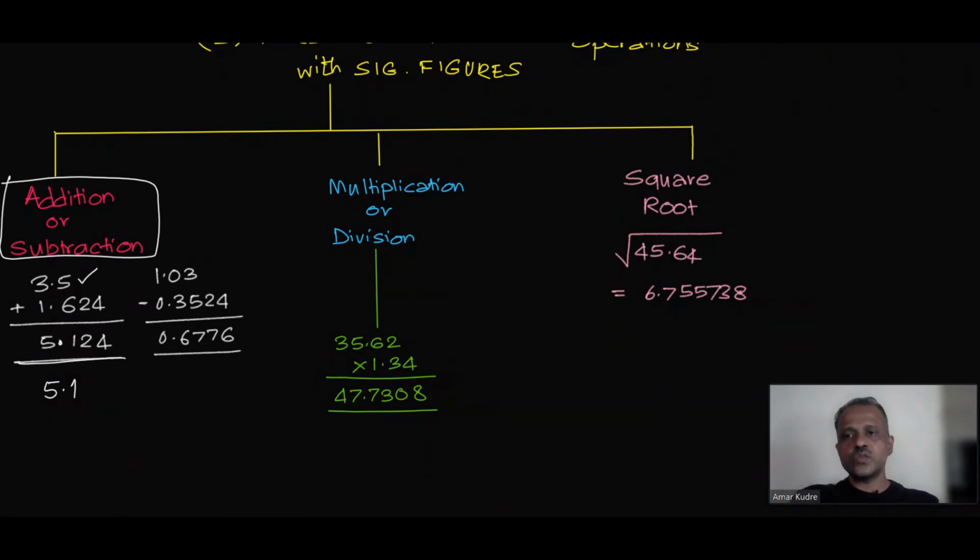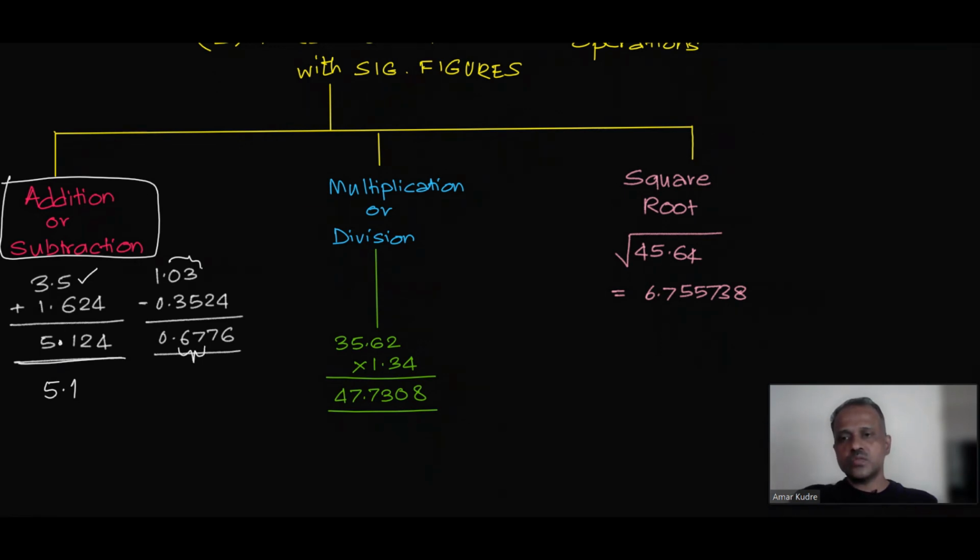Now consider the case of 1.03 minus 0.3524. The answer which I've calculated earlier is 0.6776. Now here in this case, since the question is having two decimals, that is 0 and 3 after the decimal point, the answer should also include only two decimals after the decimal point.